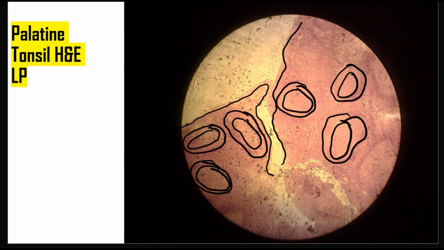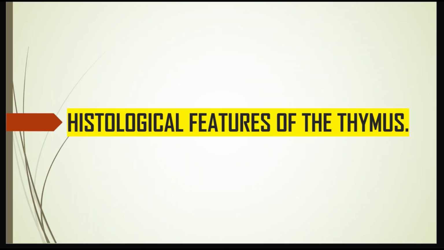So as you can see, the tonsil has got a lot of lymphocyte aggregates that are termed lymphatic nodules, which are secondary lymphatic nodules because they have germinal centers. Germinal centers have got lymphocytes that are undergoing division.